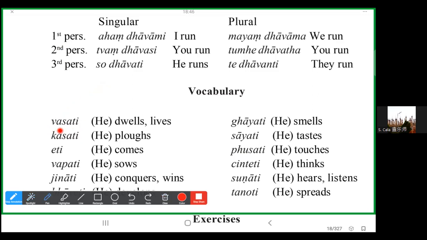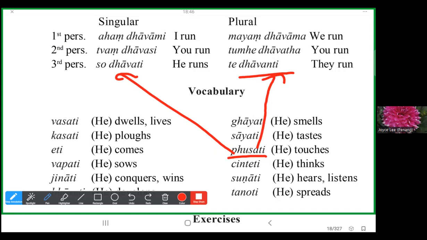So please try this pusatik. All right, make pusatik and change it to this form. Okay, somebody want to try? Anybody? Pretty easy, student. Joyce, okay. So pusati, te pusati. Tuam pusasi, tumhe pusata. Aham pusami, mayam pusama. Okay, please read this one again. Pusanti. Okay, good.